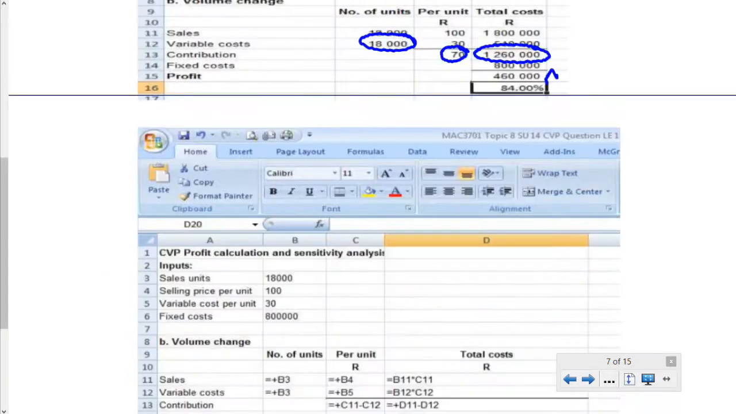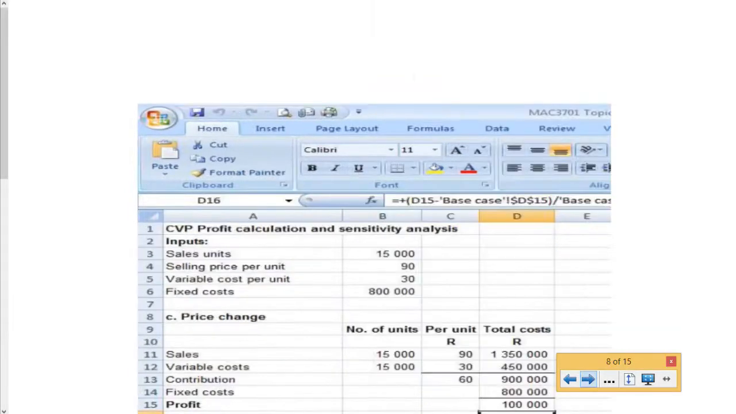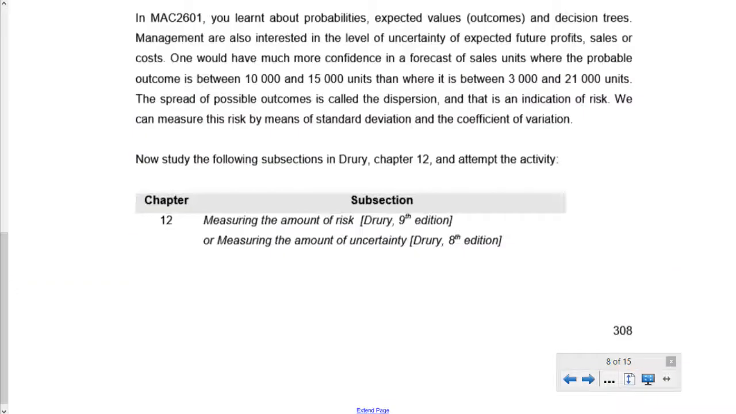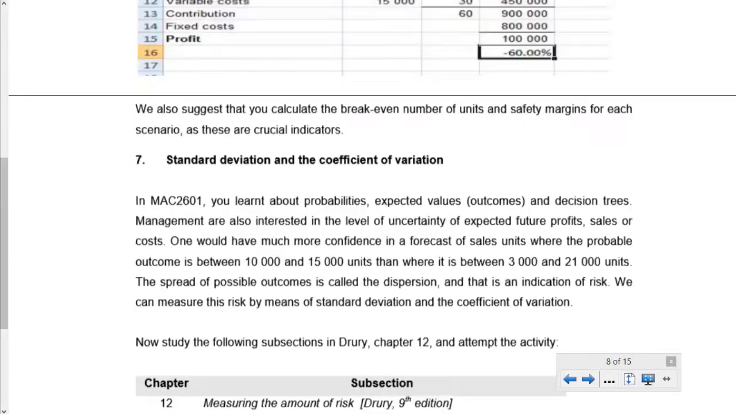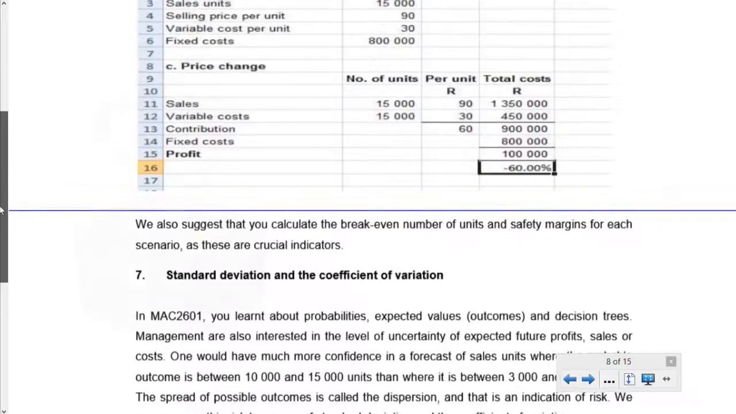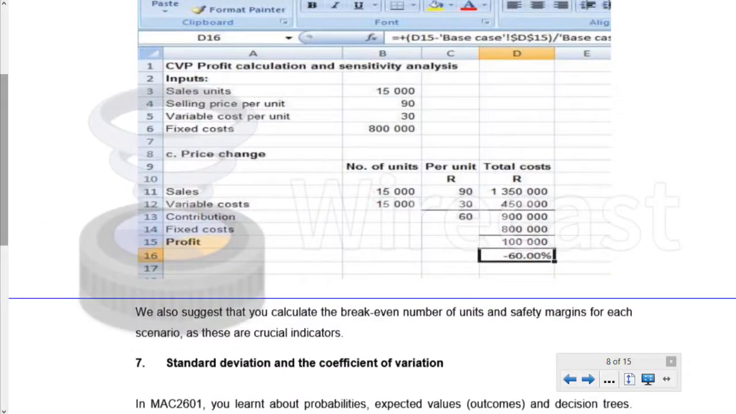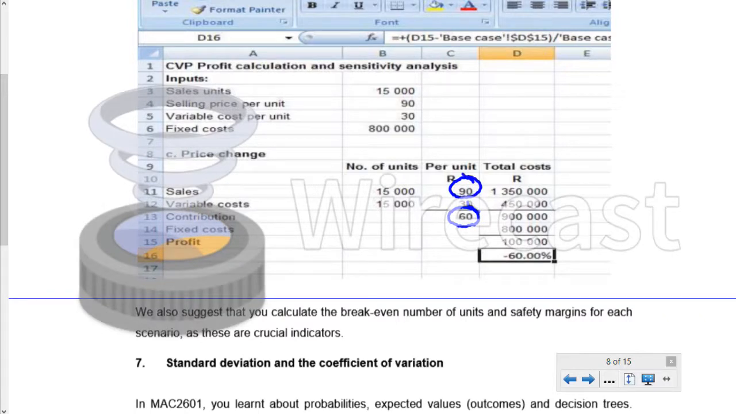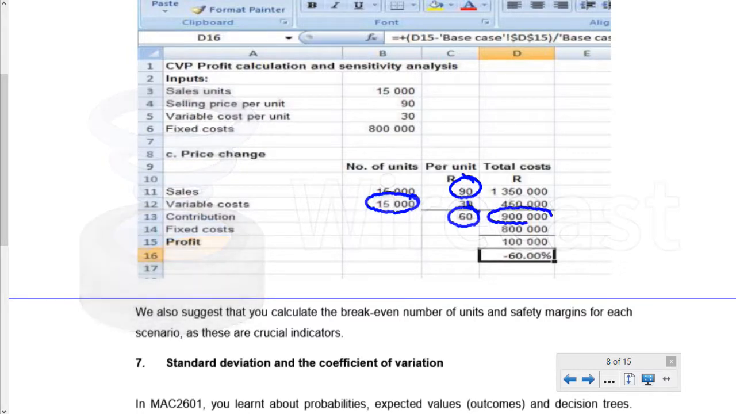They then worked with a change in selling price. So when we changed selling price, this number changes. So when I change selling price, the number of units stays the same, contribution changes, and I now have less profit, isn't it? And you'll see that that sensitivity or that percentage change is the 60. So that's all that sensitivity is.